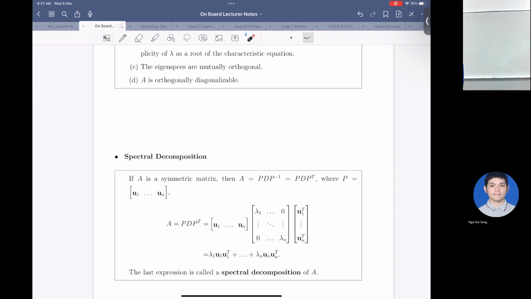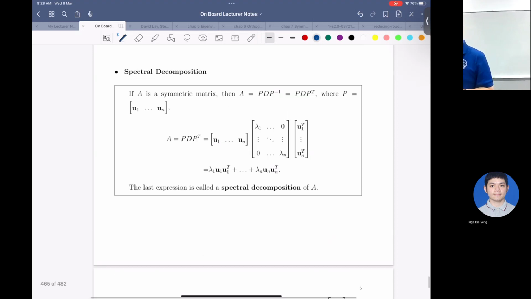Do you buy this, or do you want to see an example? A equals PDP inverse. You can write it as lambda 1 times the first column multiplied by the first column transpose, and so on. This is what we call a spectral decomposition. Remember, instead of u1 transpose u1, it becomes u1 u1 transpose.